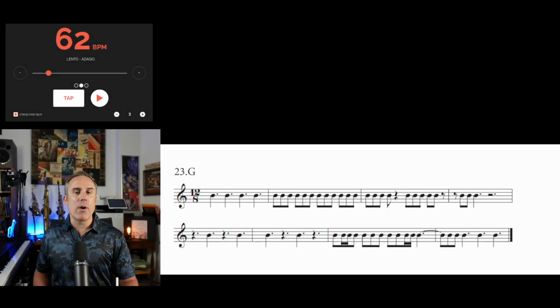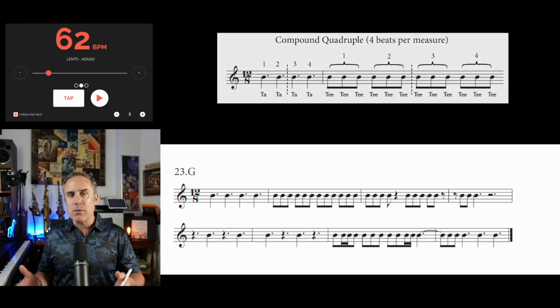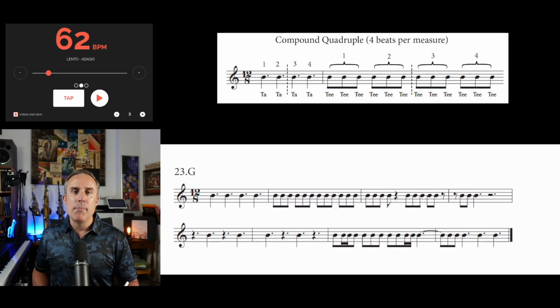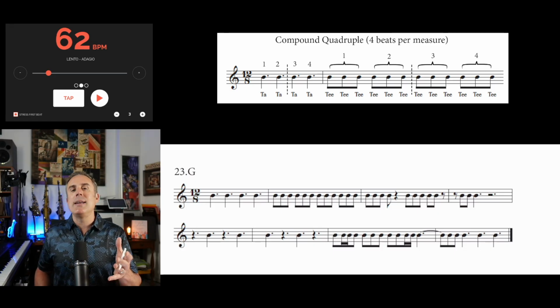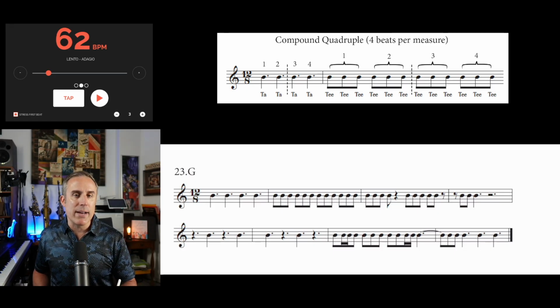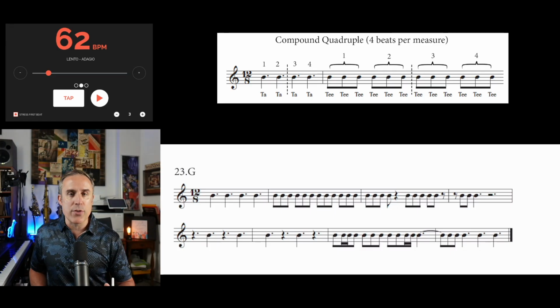Okay, let's move on to our next exercise. Let's do one in 12/8 with exercise 23G. Let's first talk about 12/8. What is it? It's a compound quadruple time signature, meaning that there are 4 beats in each measure. The dotted quarter note will get the beat or the pulse, and each one of those dotted quarter notes is divided into 3 equal eighth notes, meaning that there will be 12 eighth notes in this measure. Okay, so let's analyze exercise 23G right now.